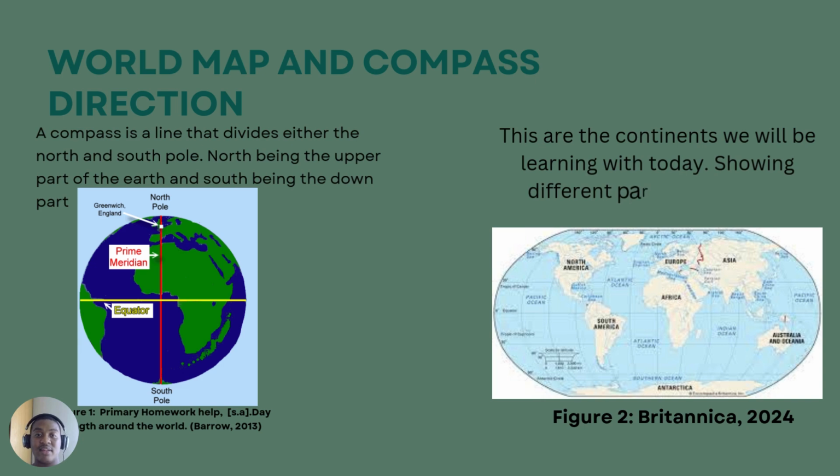A compass is a line that divides either the North and the South Pole, or it can divide the East and the West Pole. But today we're gonna be looking at the North and the South Pole. On our Earth, the North Pole is the upper part, and the South Pole is the down part. Then we're gonna be learning about the continents we have. All in all, we have seven continents, being North America, South America, Africa, Europe, Asia, and Australia.